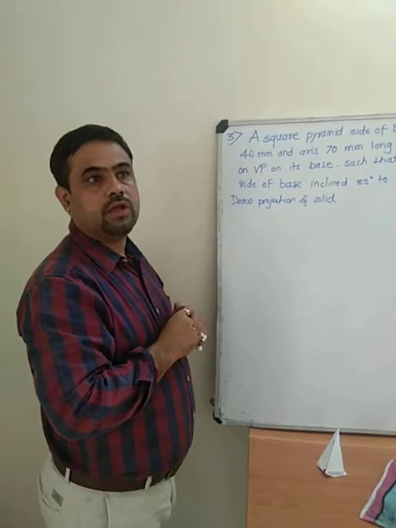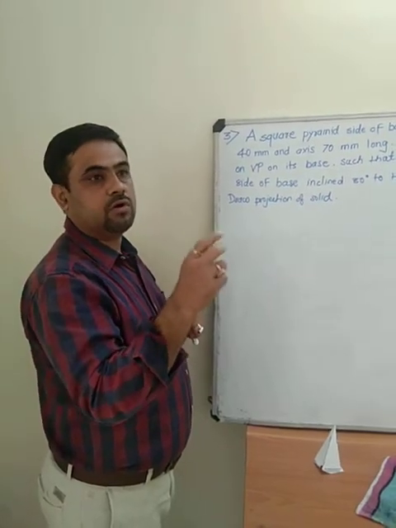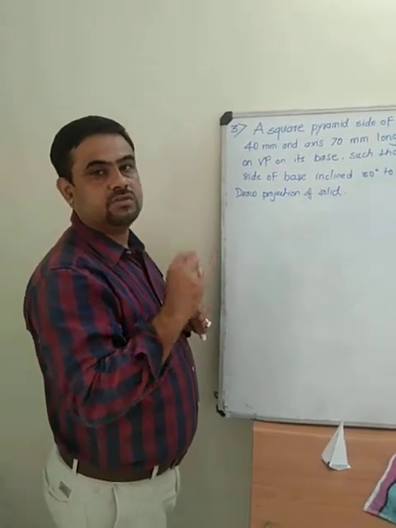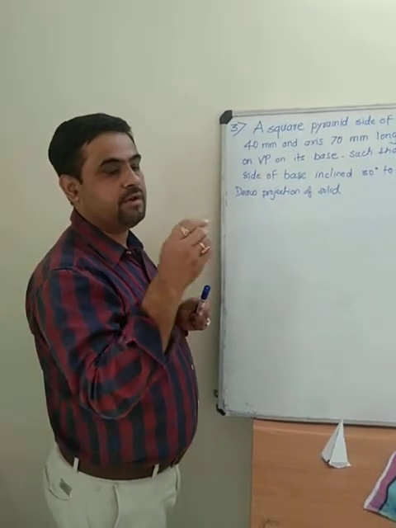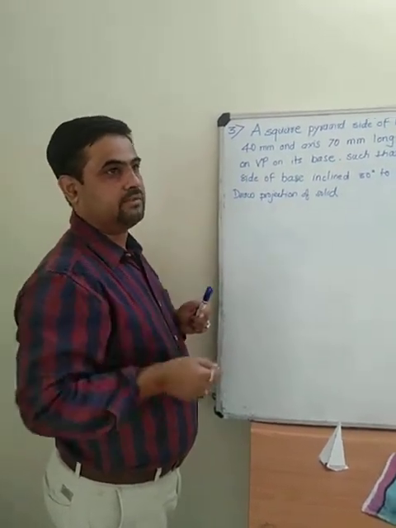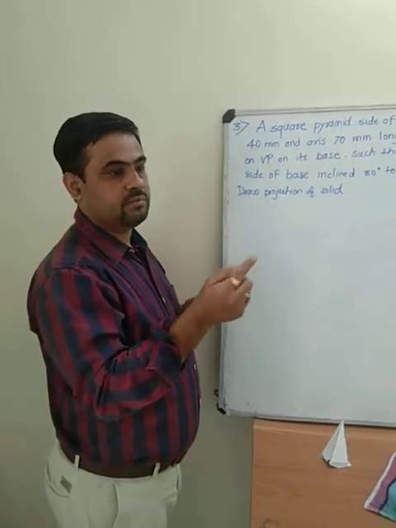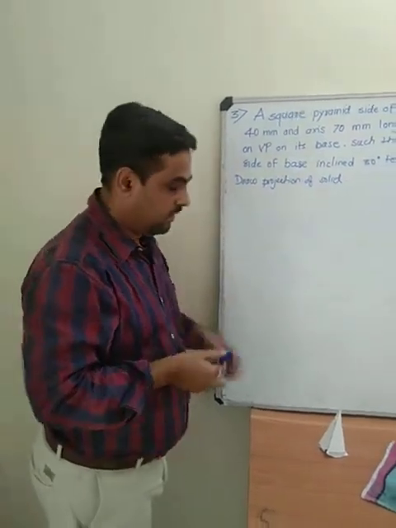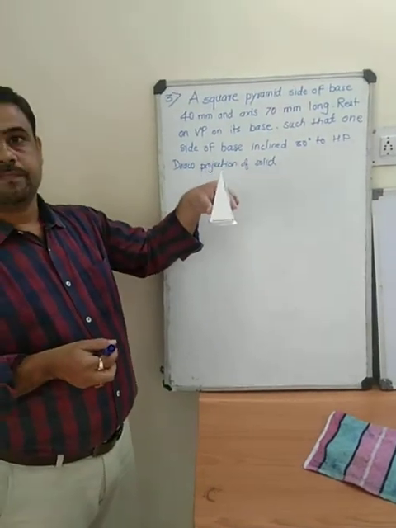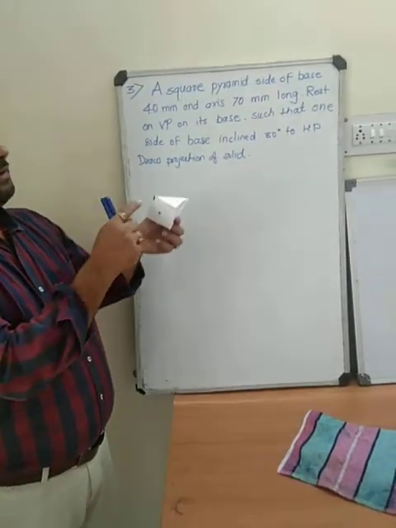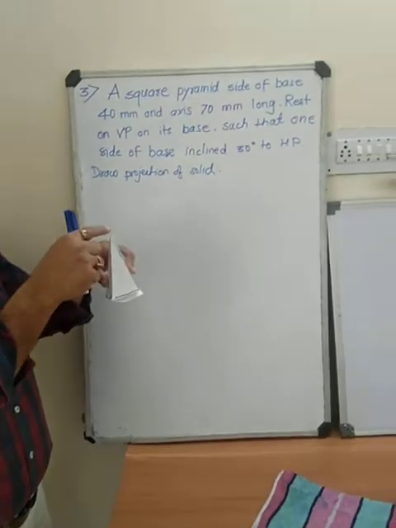and the number of corners of that solid. It's a square pyramid, that means it has one base and an apex, and it is a square. Square means the base is a square. So this is the square pyramid, the base is square and the apex is there.